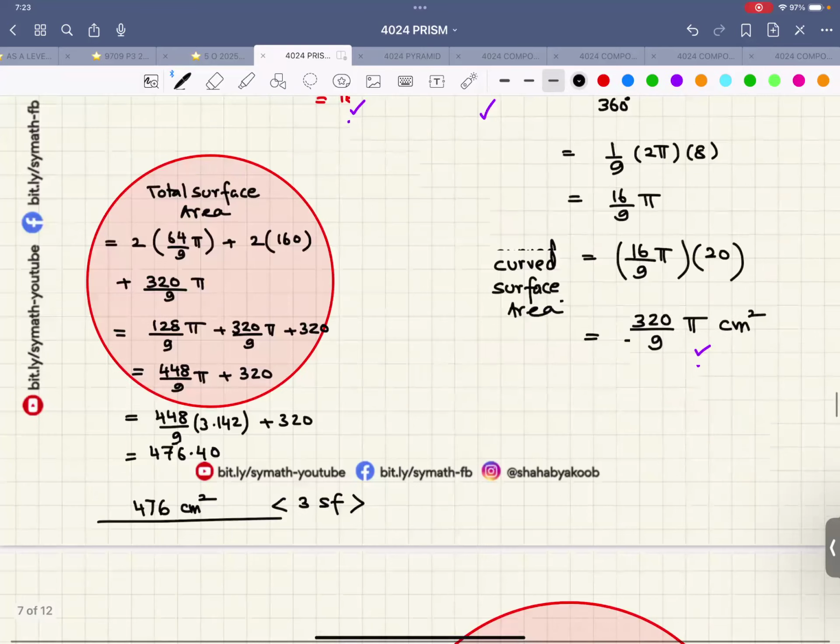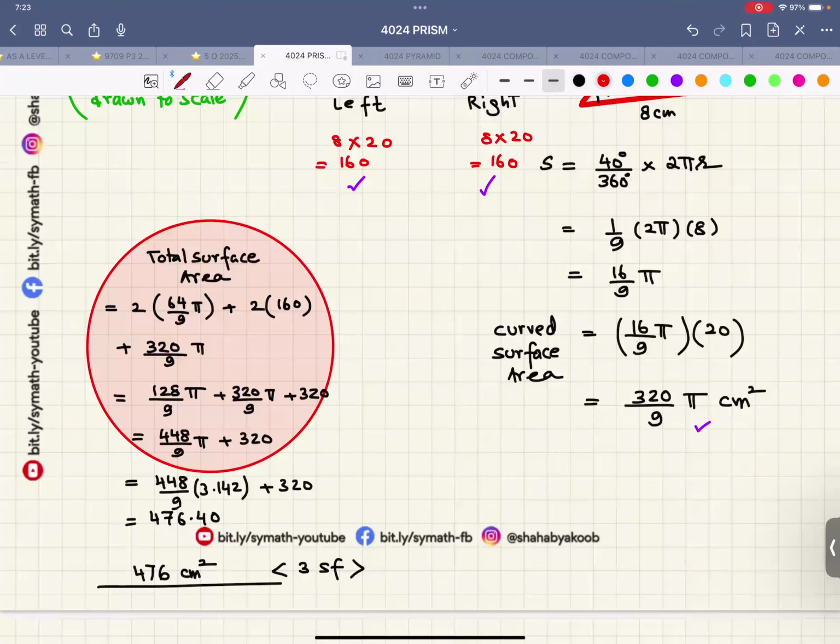Now just look at the working. I have already done this thing in pieces. 40 over 360 is there. This is 2 pi r. First, I'm finding the arc length, then multiplying with this.